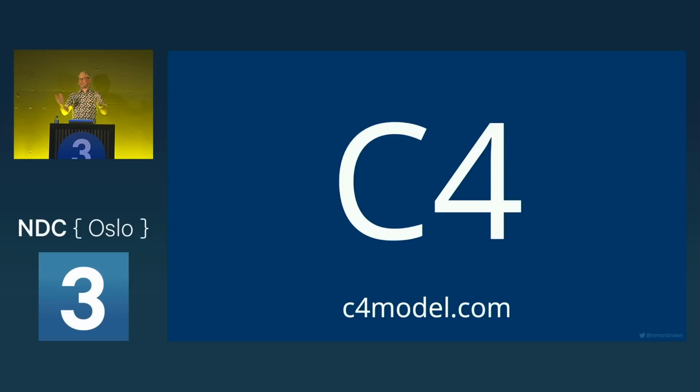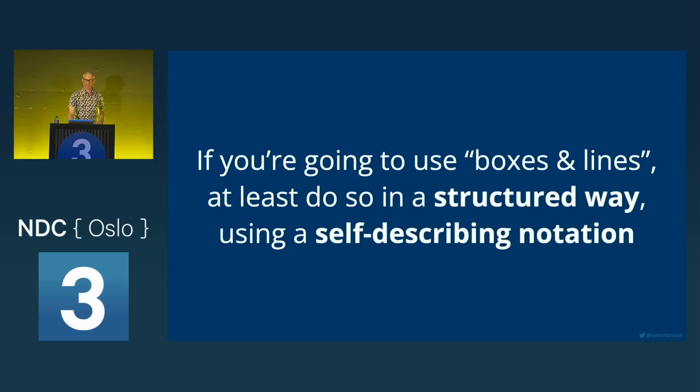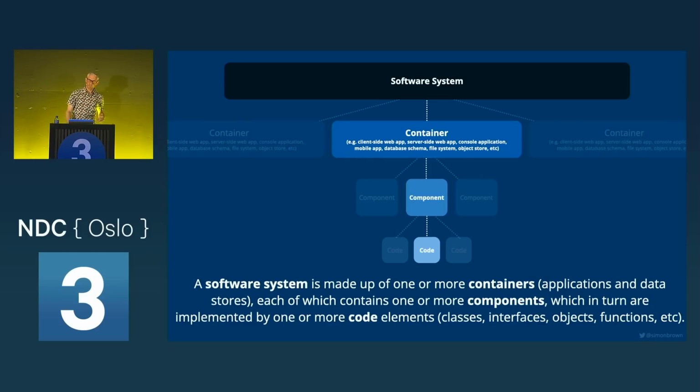So enter the C4 model. The C4 model you can find on c4model.com. And this is really the premise behind the entirety of the C4 model. If you don't want to use UML or Archimate or SysML, all those other standardized formalized notations, but you still need to draw some architecture diagrams, and you want to use boxes and arrows, try to do so in a structured way, and make sure your notation is self-describing. That's essentially the key principle behind C4.